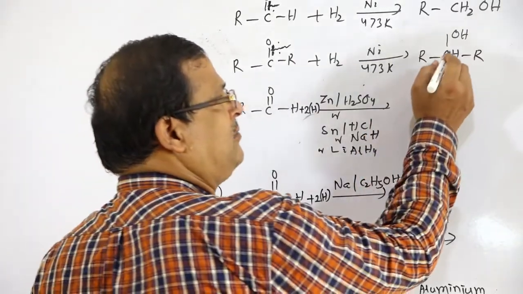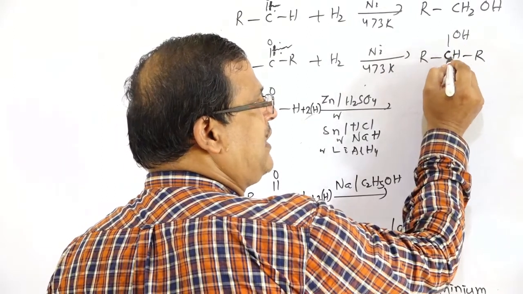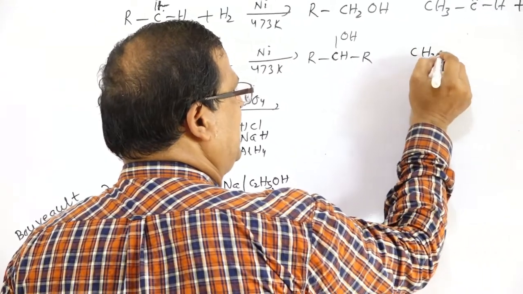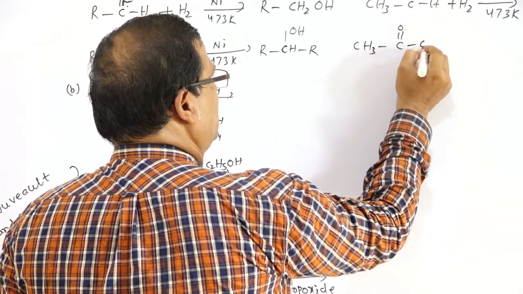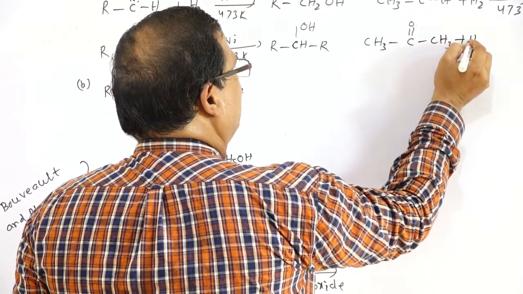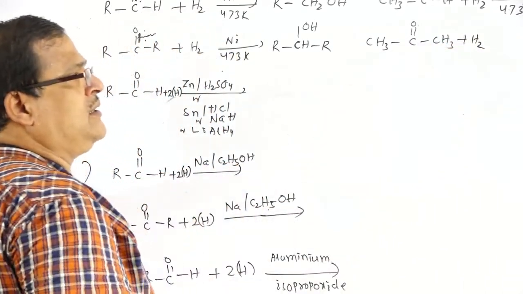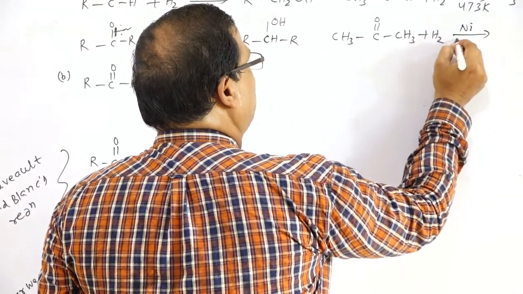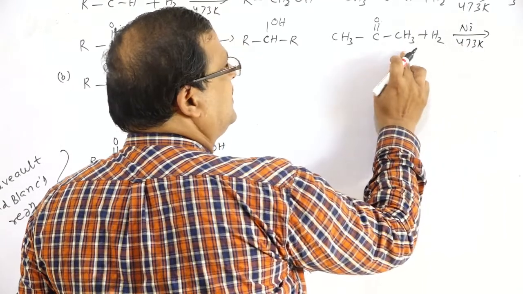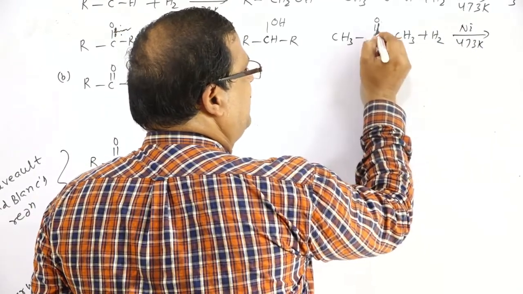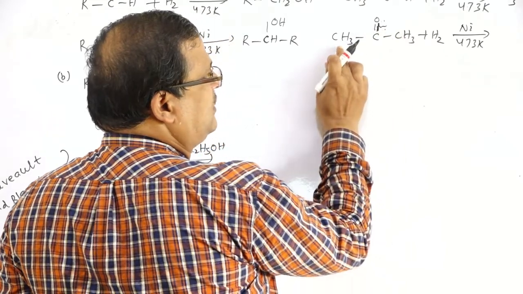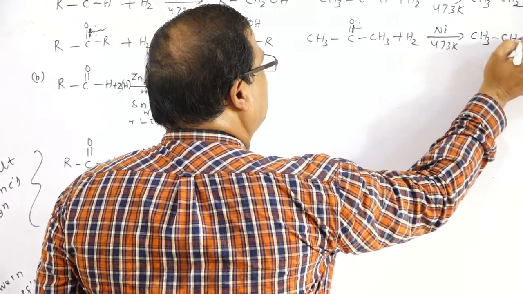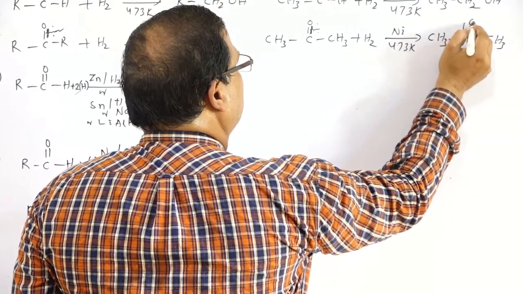It is a secondary alcohol because the OH group is linked to a carbon atom which is directly linked to two other carbon atoms. For example, CH3 C double bond O CH3 is added with hydrogen in presence of nickel at 473 Kelvin, the same reagent, that is catalyst. This bond will break by the addition of hydrogen, so that the formation of CH3 CH OH CH3.